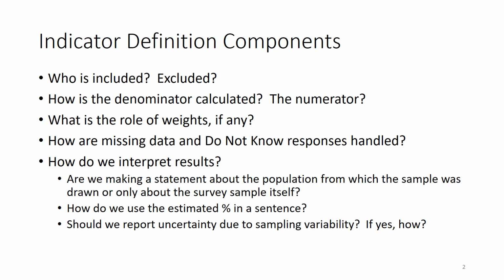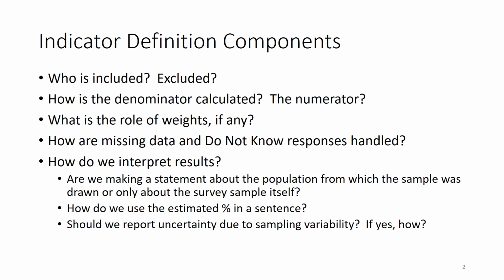So you're going to want to describe these in an annex, or you're going to want to refer to some other documents that have these definitions in them. And we're going to look today at some WHO documents that list these for a number of common indicators. These are what I think of as the components of an indicator definition.